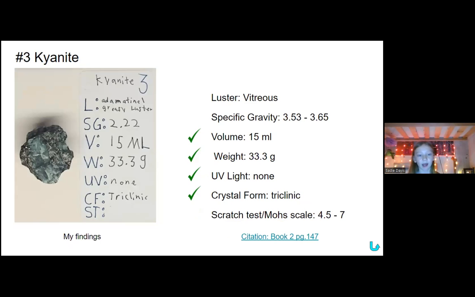My third specimen is kyanite. I identified the luster as adamantine or greasy. The specific gravity is 2.22. The volume is 15 milliliters. The weight is 33.3 grams. It doesn't react to the UV light. The crystal form is triclinic, and the scratch test shows that it is 4.5 to 7 on the Mohs hardness scale.